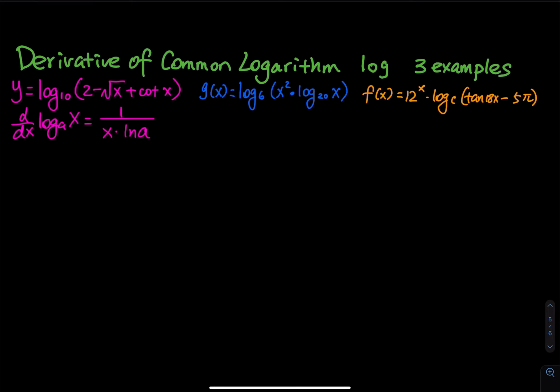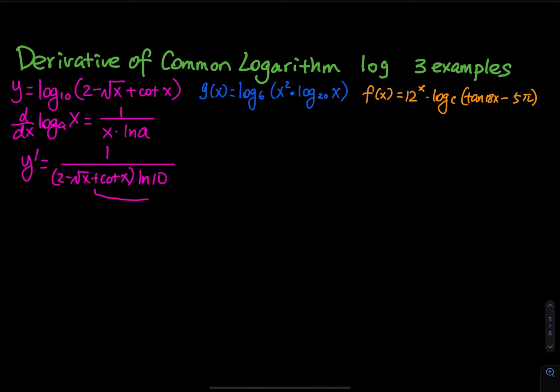Okay, back to the problem. We have a base 10, so immediately y prime, we put everything in the denominator: 2 minus root x plus cotangent x, and then times ln 10. If I erase the 10, so the problem did not mention what the base is, then you assume it is 10. 1 on top, and then we have to use the chain rule to multiply.